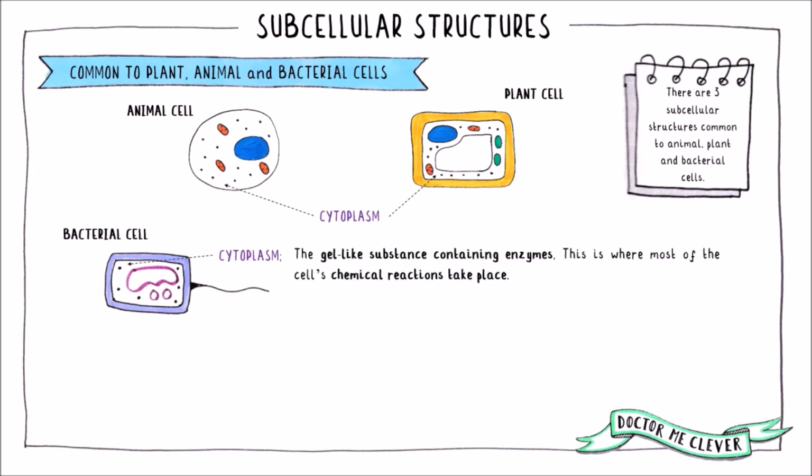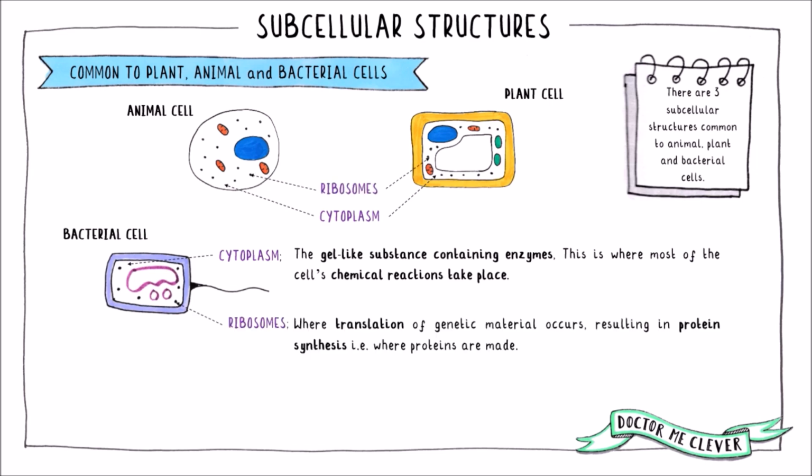They are the cytoplasm. This is the gel-like substance that fills a cell. It contains lots of different enzymes and is where most of the cell's chemical reactions take place. Ribosomes, represented here by the little black dots, are where translation of genetic material takes place. This is where the genetic code is translated into amino acids that make up proteins. Therefore, ribosomes are the site of protein synthesis.